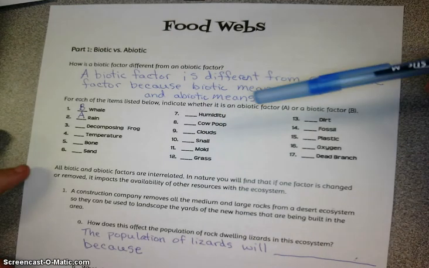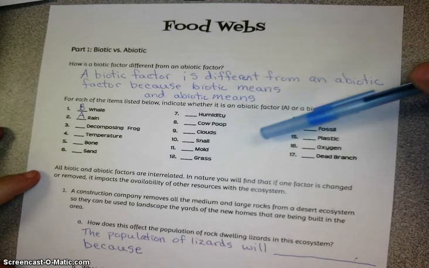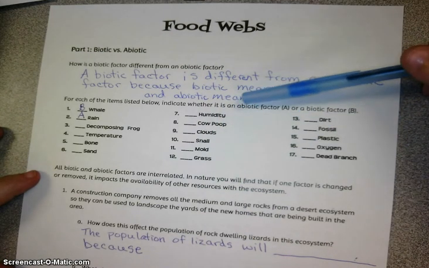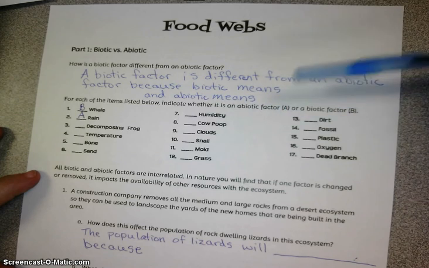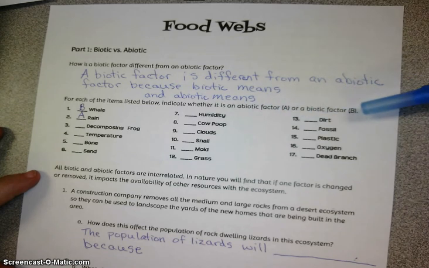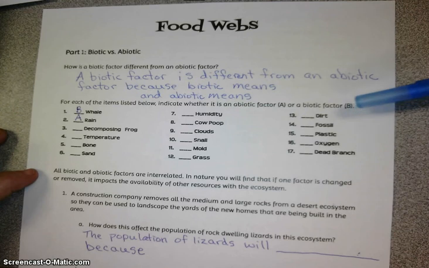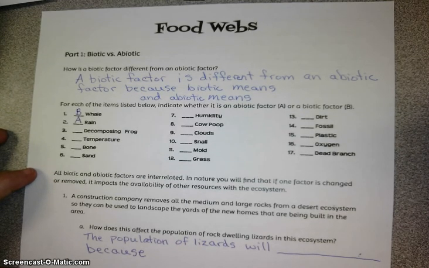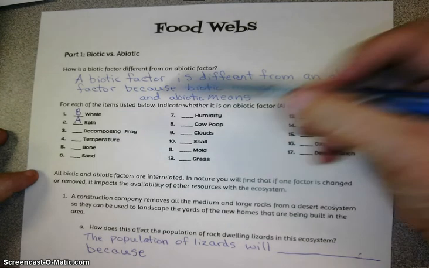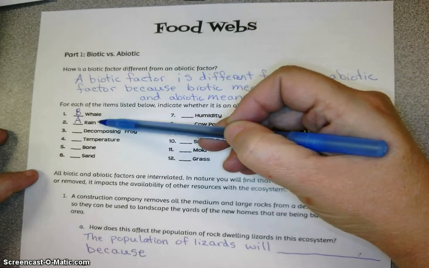And then on the next part, for each of the items listed below, indicate whether it is an abiotic factor by putting a capital A or a biotic factor by putting a capital B. There's a couple of tricky ones on there, so remember, you can ask yourself, is it made of cells? Is it living or once was living? That would be biotic. Is it non-living? Never was living, not made of cells? That would be abiotic. So whale, biotic, rain, abiotic.